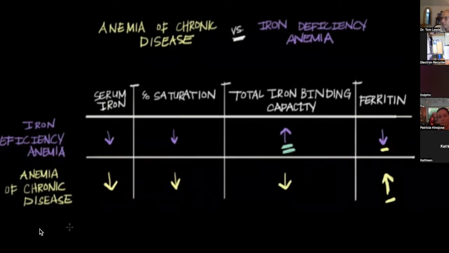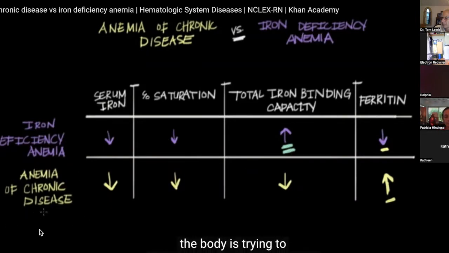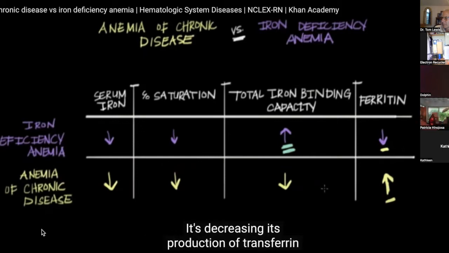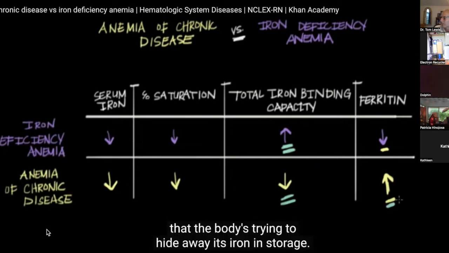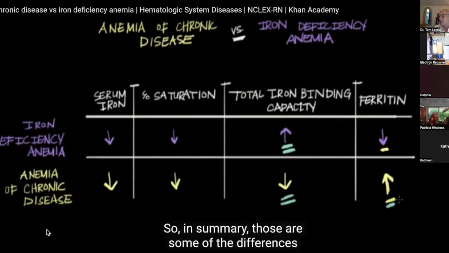However, in anemia of chronic disease, the body is trying to accomplish the exact opposite. It's decreasing its production of transferrin so that you have as little iron as possible in the serum. And the increased ferritin also reflects that the body is trying to hide away its iron in storage. So I'm gonna stop it right there, just to correct a couple things she said. Inflammatory cells don't eat iron.